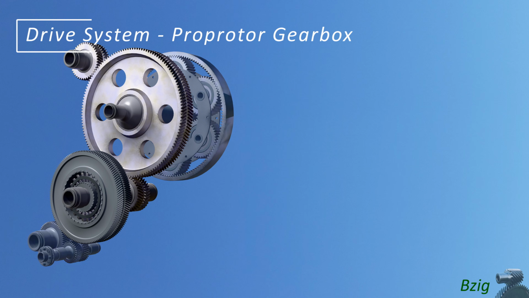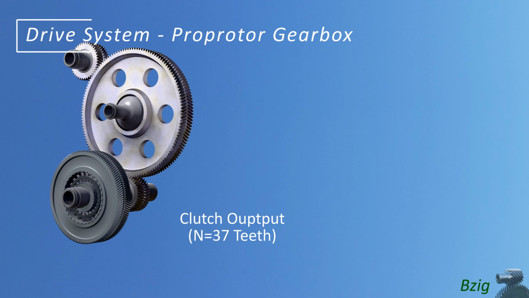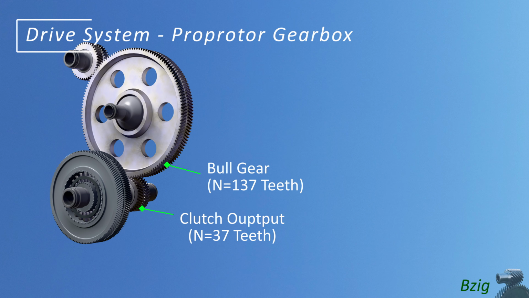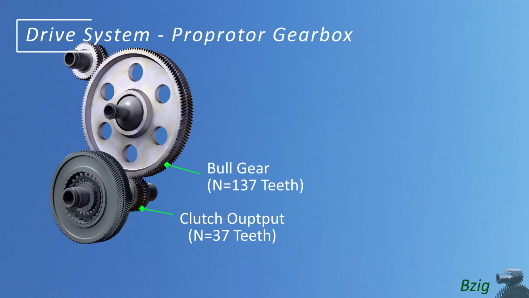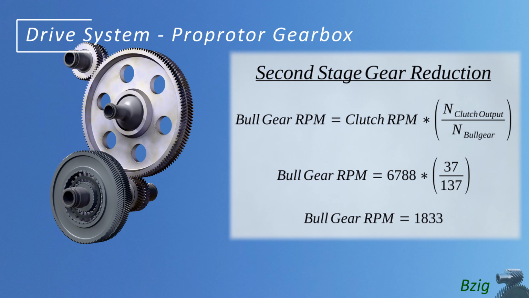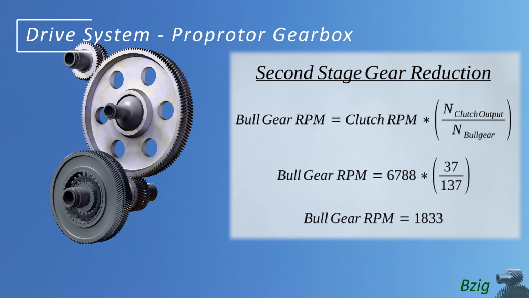The second stage gear reduction happens between the clutch output gear and the bull gear. The clutch output has 37 teeth and the bull gear has 137 teeth. The gear reduction math is on the screen. The bull gear is reduced in speed to 1,833 RPM.